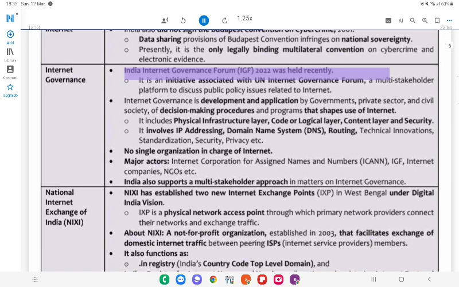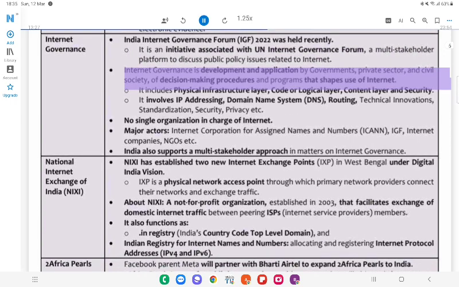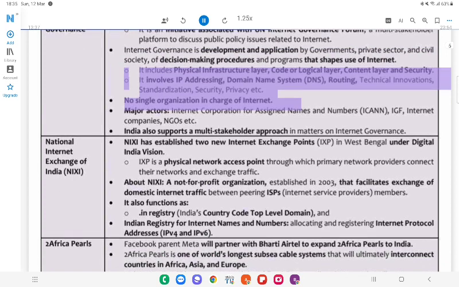India Internet Governance Forum, IGF 2022, was held recently. It is an initiative associated with the UN Internet Governance Forum, a multi-stakeholder platform to discuss public policy issues related to the Internet. Internet governance is the development and application by governments, private sector, and civil society of decision-making procedures and programs that shape the use of the Internet.